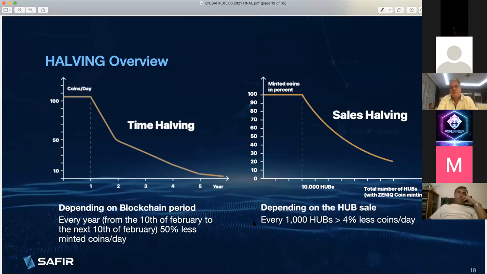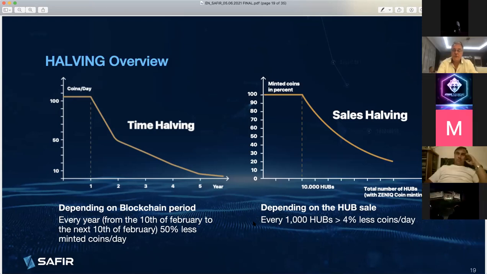So each and every year from February to February, there's a halving of the capacity of coins in one block. It started in 2021 with 100 coins in one block in February. Today we have somewhere between 60 to 70 coins per block. And by February 2022, the total amount of coins in a block can only be 50. For 2023, can only be 25. For 2024, can only be 12.5, and so on. Each year, there will be a halving.